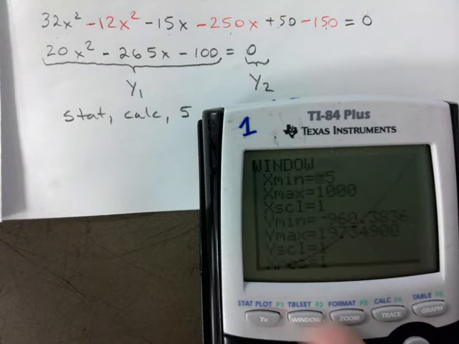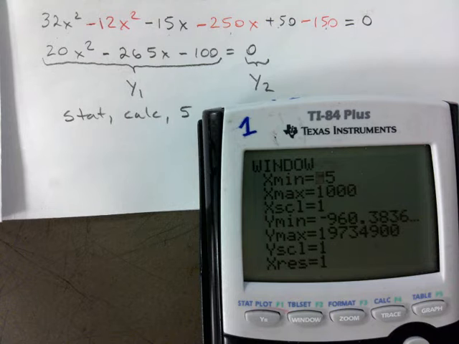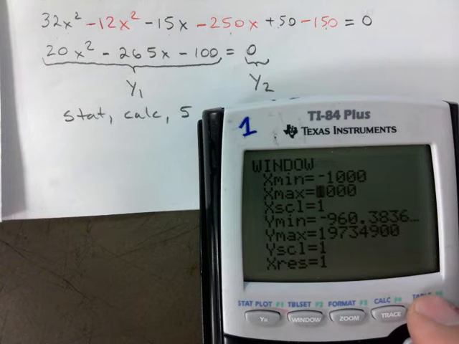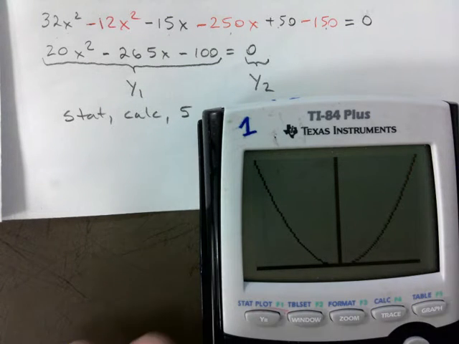So you obviously have to know what you're doing here. So x min, I'm gonna go negative 1,000. Why not? Right? If you're going 1,000 on the positive, I'm gonna go negative. And then hit graph again. And there I'm seeing both sides. But what am I interested in mostly? The x-intercepts.